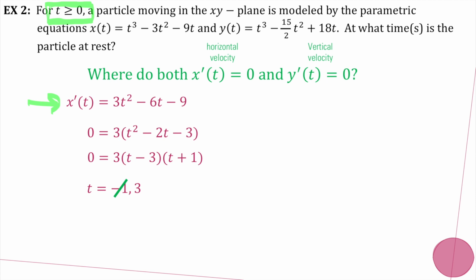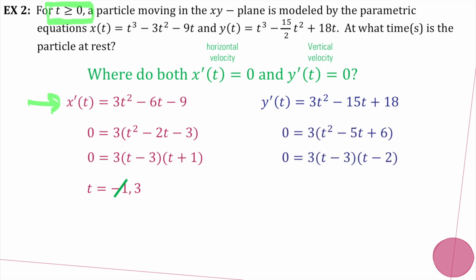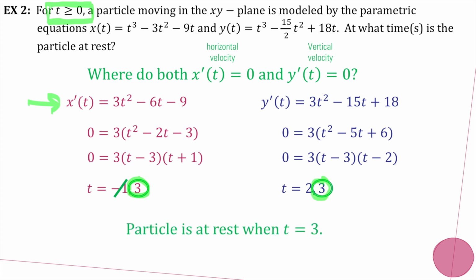Now we'll do the same thing with our y parameter. So we'll take the derivative, set it equal to 0, and factor. And we've got 2 times t equals 2 and 3. So what we want is when the horizontal velocity and the vertical velocity both equal 0. So what they share is this 0 of 3, which means the particle is at rest when t equals 3. There's no horizontal velocity and no vertical velocity.